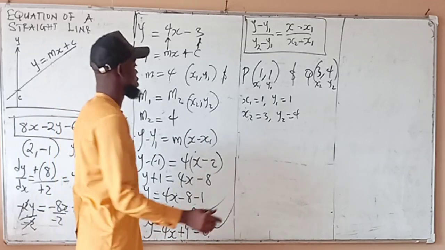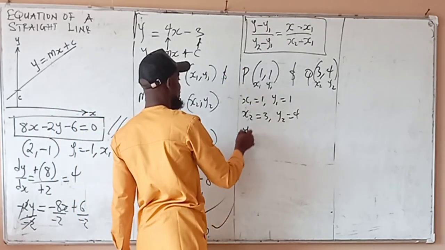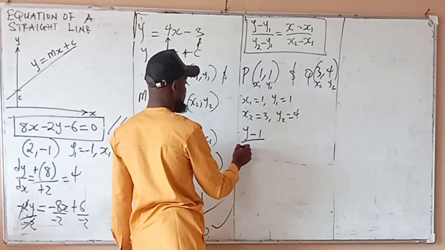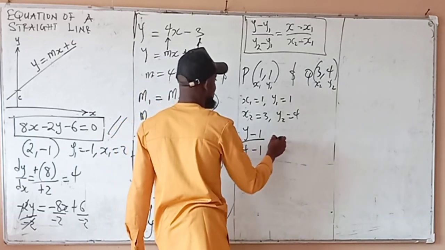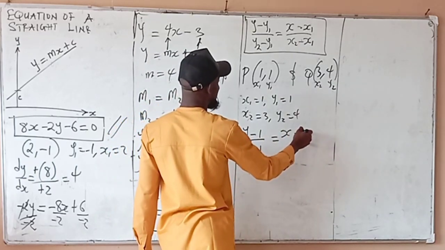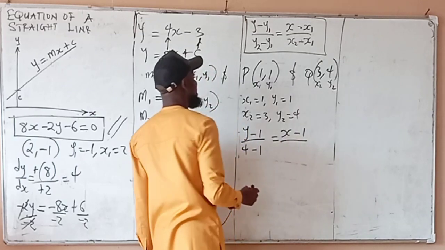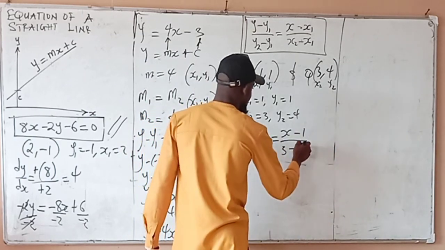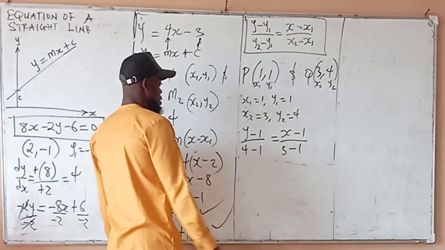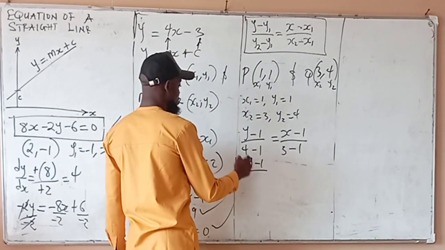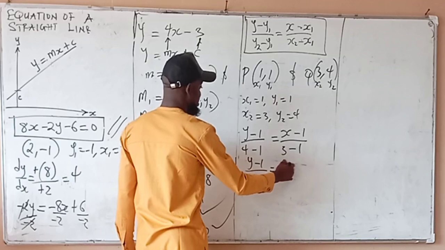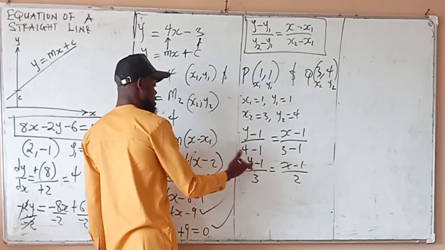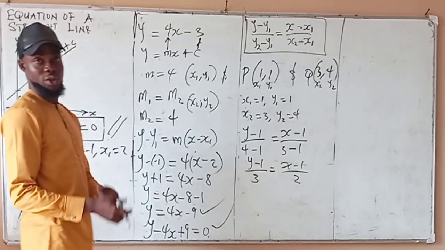So how do we obtain this equation now? Using this relation, we have y minus y1, which is 1, all over y2, what is y2? 4 minus y1 is equal to x minus x1. x1 is 1, all over x2, which is 3, minus x1, which is what? Is 1. The next one we're going to have y minus 1 over, this one is 3, is equal to x minus 1 all over, which is what? Is 2. Next thing, I want to linearize the equation now.